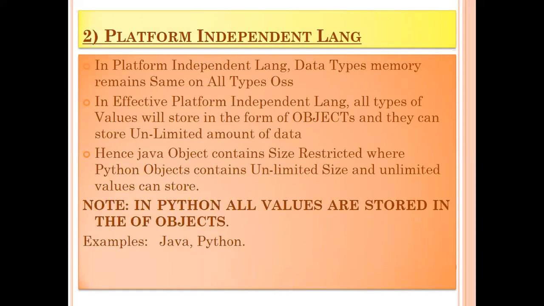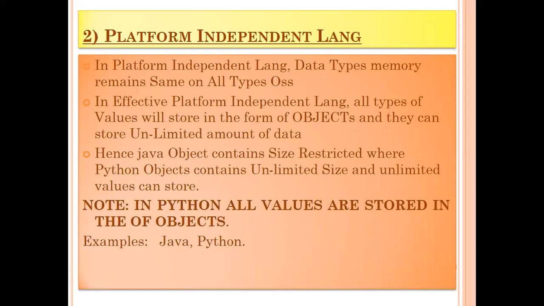In effective platform independent language, all types of values are stored in the form of objects. So why is it platform independent? Because whatever values we store, it will store in the form of objects in Python. That is why we can store an unlimited amount of data in Python programming. Hence, Java objects are size restricted, whereas Python objects contain unlimited size and unlimited values can be stored in Python.